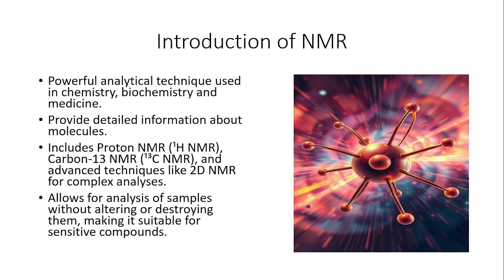To start, NMR spectroscopy is a technique that exploits the magnetic properties of certain atomic nuclei. It was first observed independently by physicists Felix Bloch and Edward Purcell in 1946, and they were awarded the Nobel Prize in Physics in 1952 for their groundbreaking discovery.